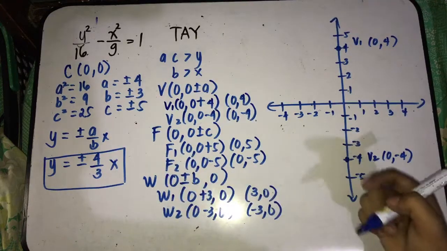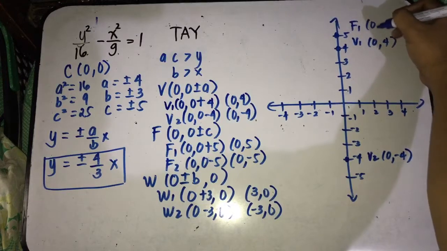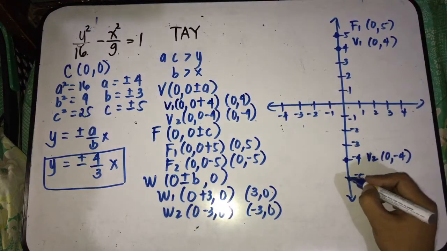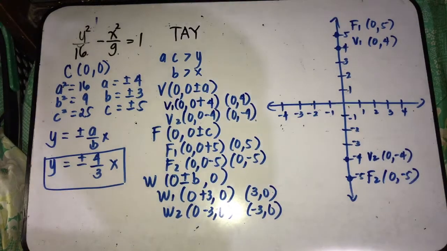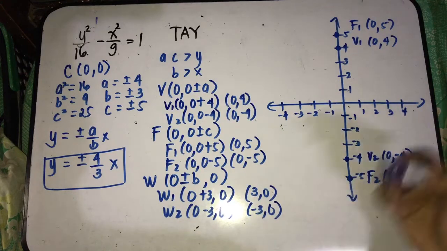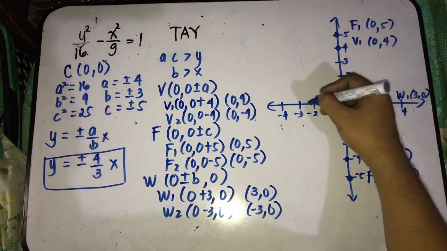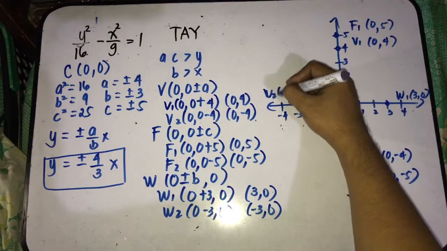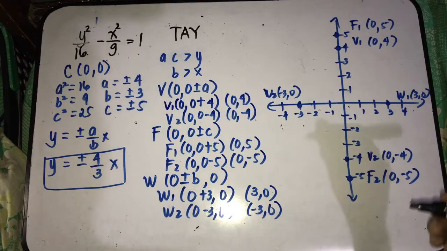So we now have here V1 and V2. V1 is located at (0, 4). V2 is located at (0, negative 4). F1 is located at (0, 5), and F2 is located at (0, negative 5). And since this is transverse axis y, we could find F1, V1, F2, V2 on the y-axis. So for the co-vertices, we have W1 and W2 located at (3, 0) and (negative 3, 0).